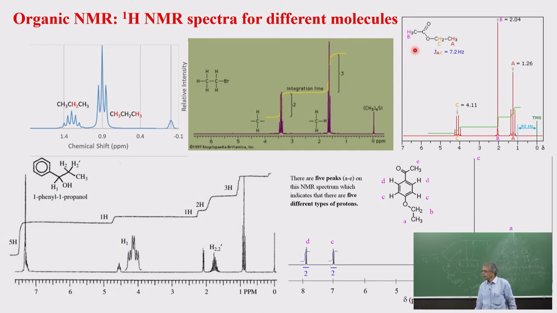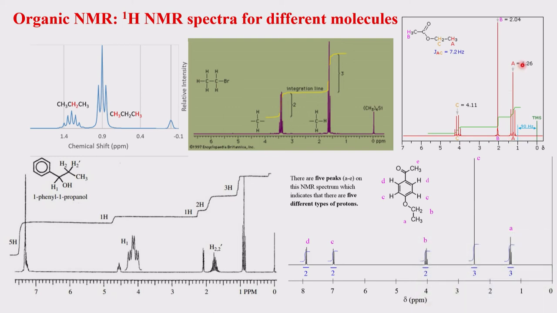Here is another one, ethyl acetate, CH3COOCH2CH3. This is one kind of methyl, this is a CH2, and this is another kind of methyl because it is attached to this C, and this is attached to O with one linker. Here you can see this CH2 comes here with only CH3 as neighbor, so it's a quartet at 4 ppm. Earlier you saw 3.4 ppm here. This CH3 has also come down, to 1.26, 1.3, and then you have another methyl here. This is not coupled with anything because there are no hydrogens nearby.